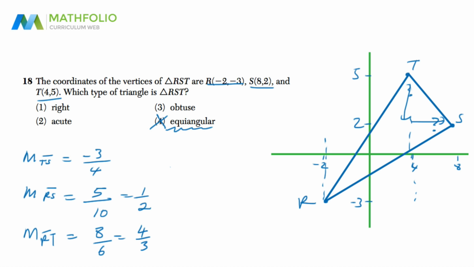And what I need you to do is compare this here with this here. What happened? Well, it was negated to give you that positive, and it's already negative, so negating a negative gives you a positive, and also it's turned upside down. So that means that these two are perpendicular, which means this must be 90. And if this is 90, it is a right triangle.